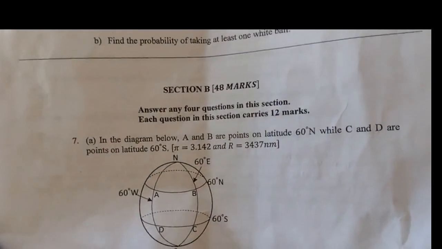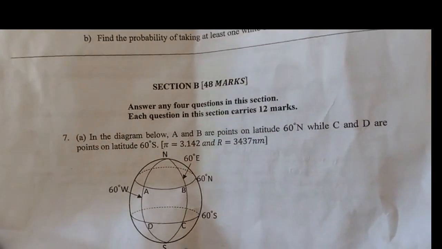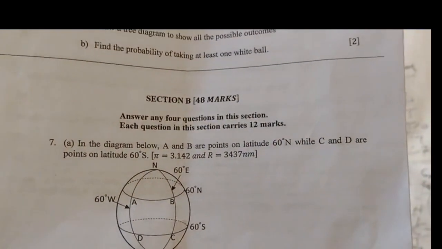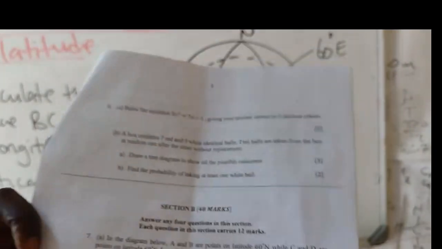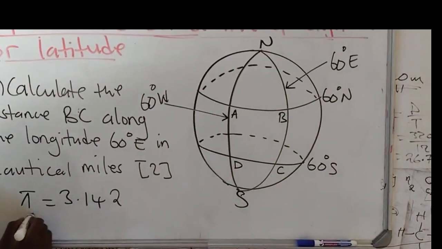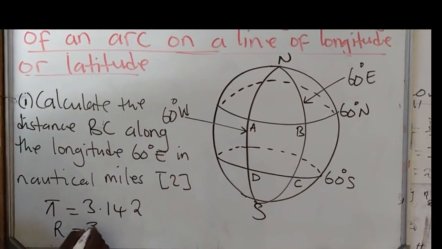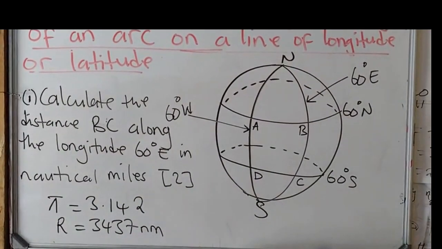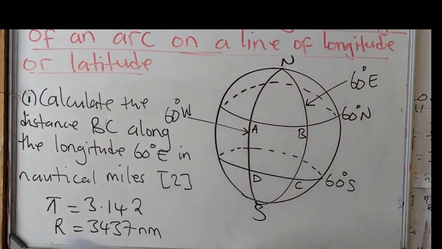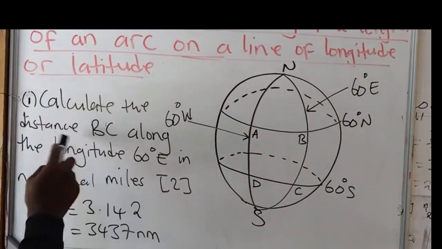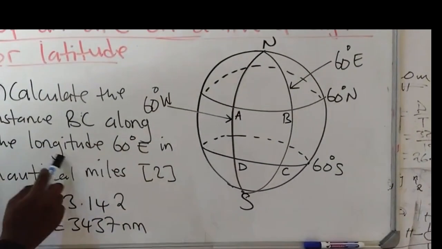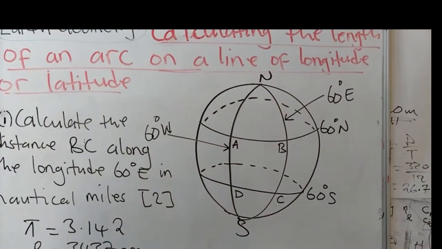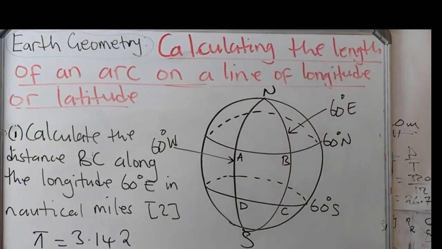If they have given you the radius in kilometers, the value would change, it will be 6370. So take note of the value of the radius that they have given you. Here they have said it should be 3437 in nautical miles. Very important to understand these points. The question is, calculate the distance BC along the longitude 60 degrees east in nautical miles. This question normally carried 2 marks, and it is from a past paper.